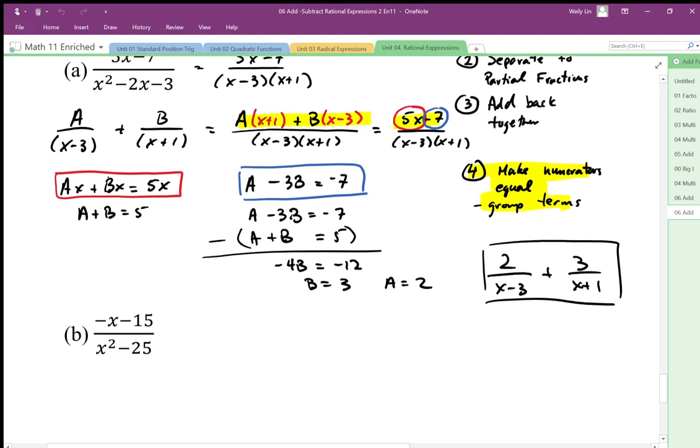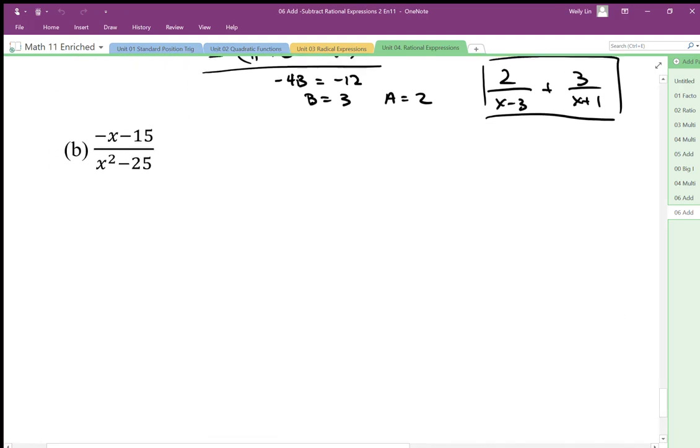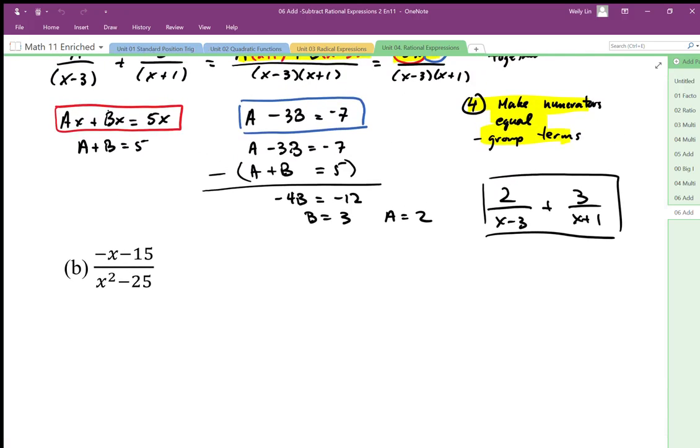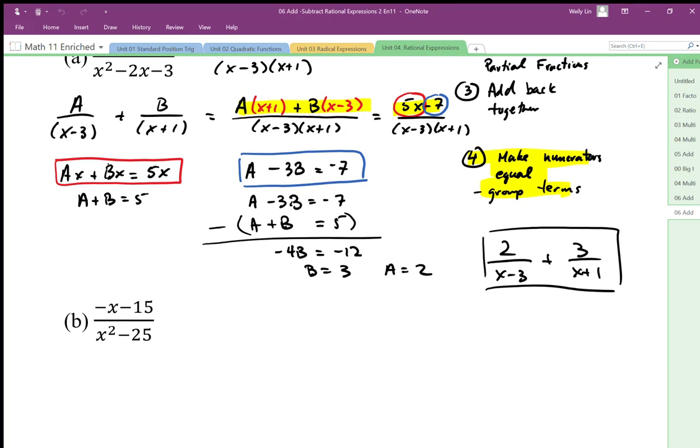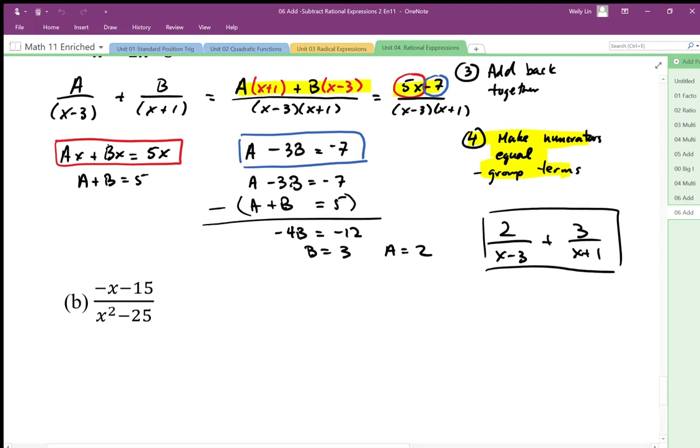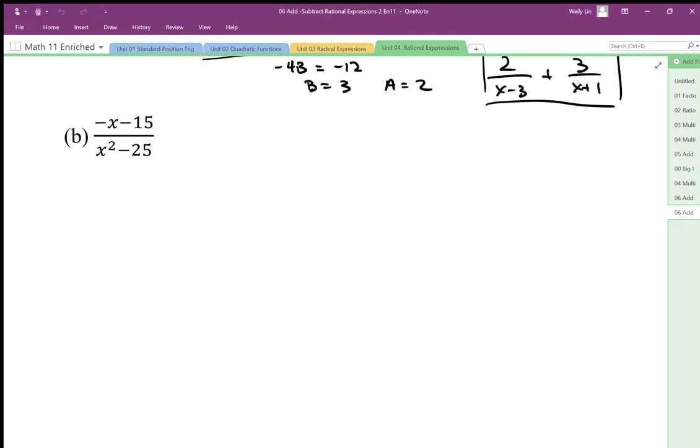Now, one of the reasons why I show this is because this is something that they use in calculus. So this is not something you'd be tested on in grade 11, but it is good mental exercise, and it does get used in calculus. So let's go ahead and do this again. Let's work out how we do this, undoing this addition.